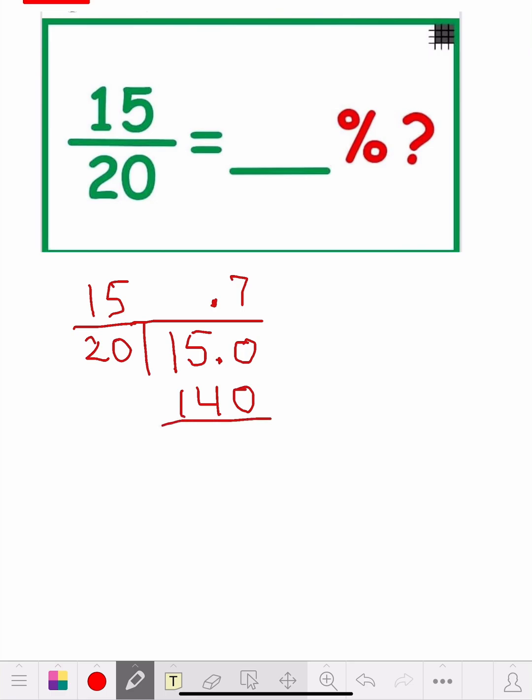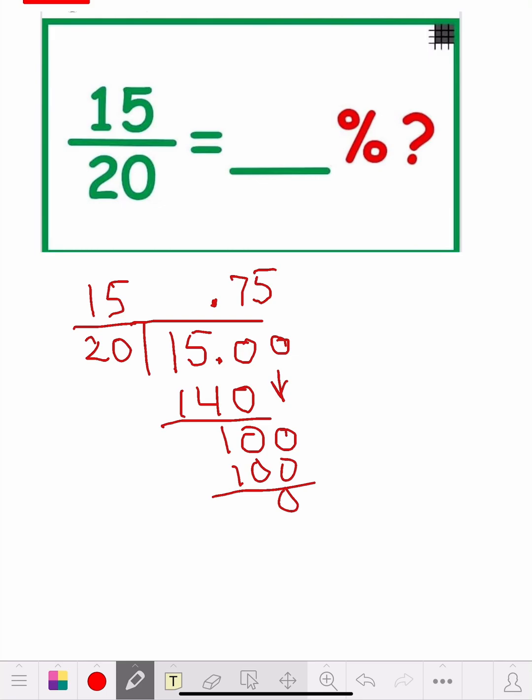So what do I got? I got a 10 left over, okay? Now, does 20 go into 10? No, it doesn't. So what do I got to do? I got to add another zero here. Then I can bring that zero down, and now 20 goes into 100. It goes in 5 times. 5 times 20 is 100. So there's no remainders, so we know we got exactly that.